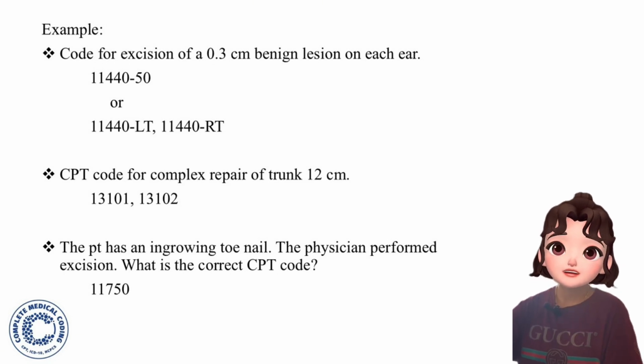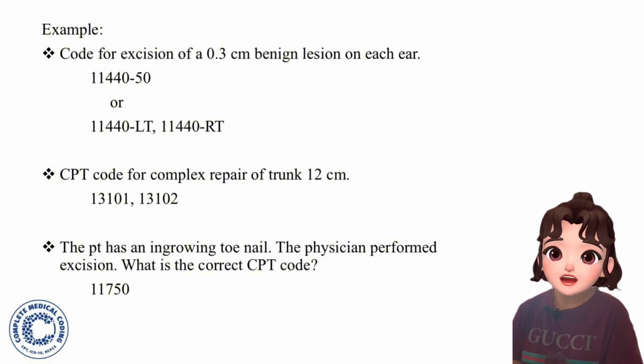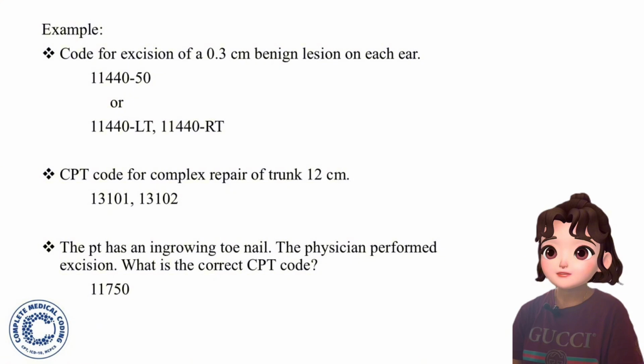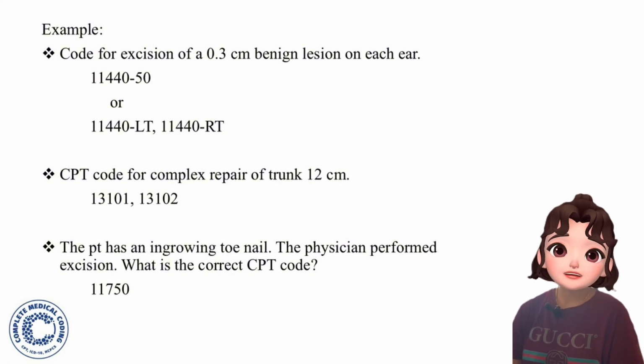Yeah, each ear. Here in the question it represents each ear. But in the description nothing is mentioned that it is bilateral. So if it is for each ear, you have to append modifier 50 to represent that it is a bilateral procedure. Either you can code like that or you can put the modifiers LT and RT, left and right. Okay.